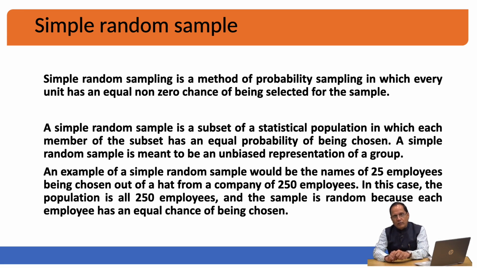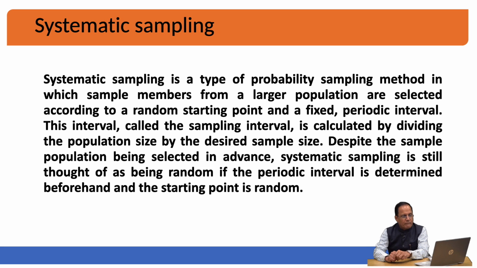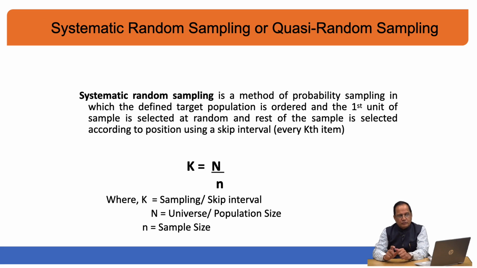The second type of randomized or probability sampling is systematic sampling. In systematic sampling, the members or subjects or objects for research are selected from a larger population according to a random starting point and a fixed periodic interval. A random starting point and a fixed periodic interval. Now, let us try to understand.